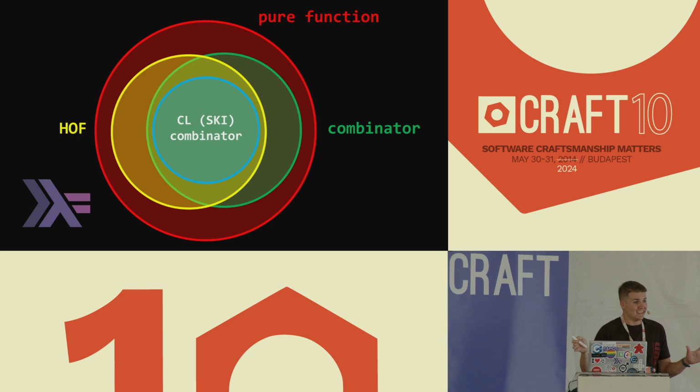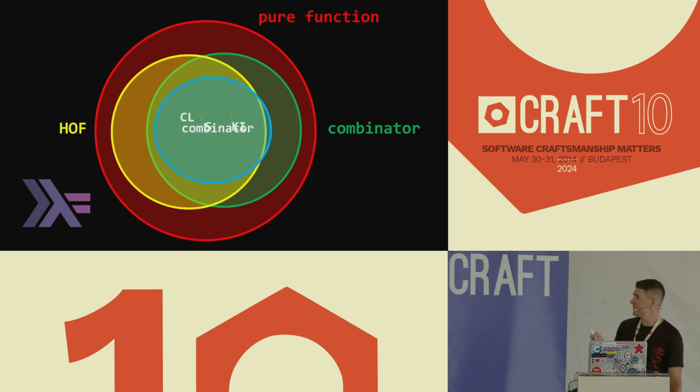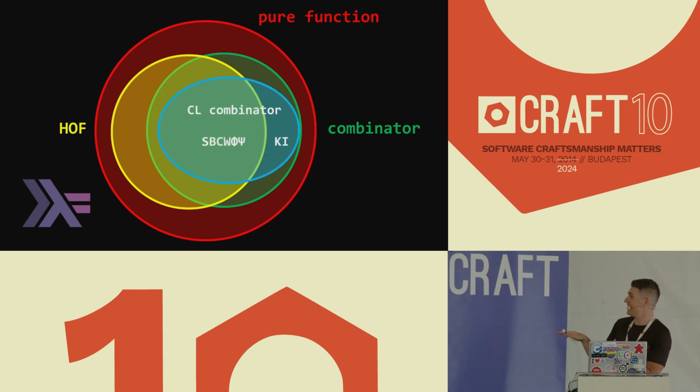Technically, though, K and I are not necessarily higher order functions. K and I can deal in data. They don't necessarily take as an argument a function. So therefore, we've got to kind of put K and I off to the side. They're outside the higher order function bubble. And then we have this.